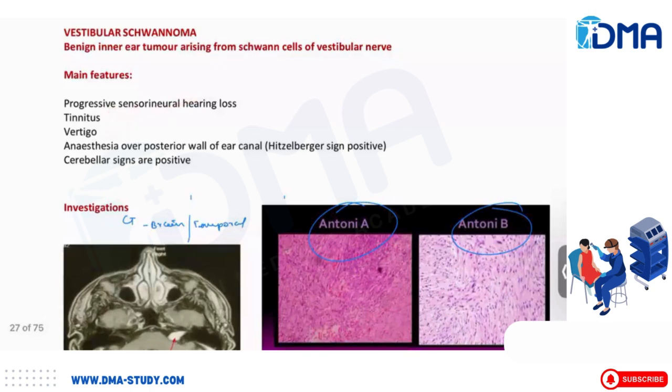And the most important thing is there will be anesthesia over the posterior superior canal of the external auditory canal. It is called Hitzelberger sign. This is due to seventh nerve involvement. And there will be cerebellar signs positive.